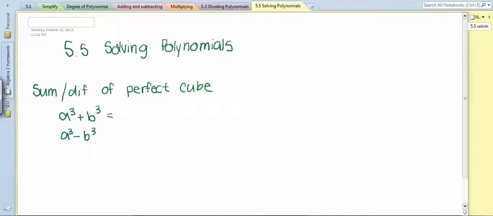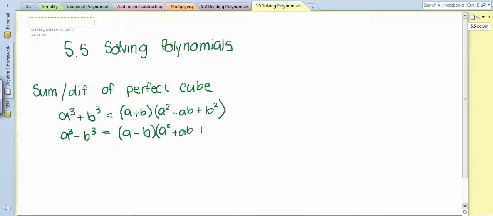When we factor these, we just need to remember a formula. So the formula for the sum is going to be a plus b, and then we have a to the second minus a times b plus b to the second. Okay, now the formula for the difference, meaning we have a subtraction symbol, is almost identical. The only difference is going to be the sign. So now it's going to be a minus b, a to the second plus ab plus b to the second.